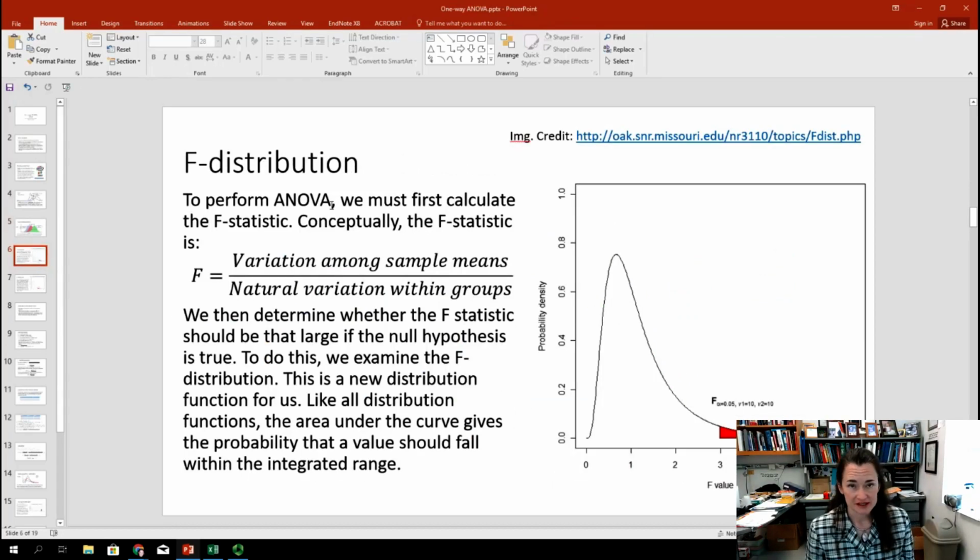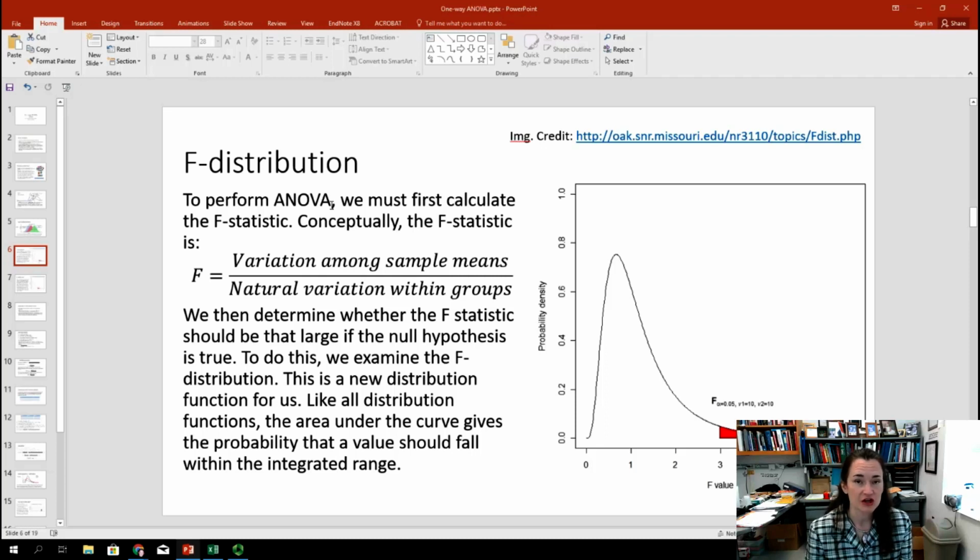Now, to do this, you're going to need to utilize a new distribution function called an F-distribution and a new statistic called the F-statistic. Okay? So you first have to calculate the F-statistic in order to perform analysis of variance. Conceptually, the F-statistic is the variation among the sample means divided by the natural variation within the groups. So once F is calculated, we then determine whether that F-statistic should be that big if the null hypothesis is true.